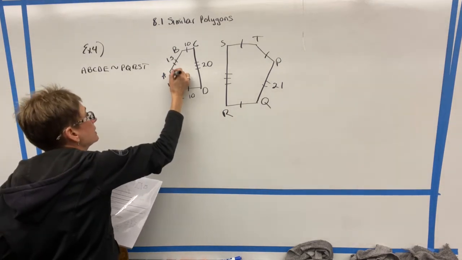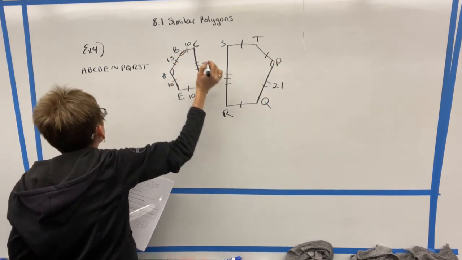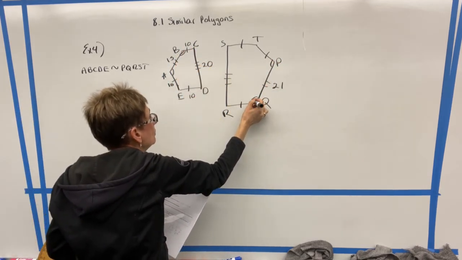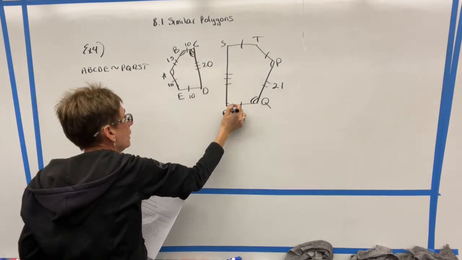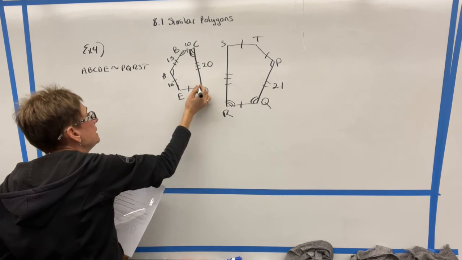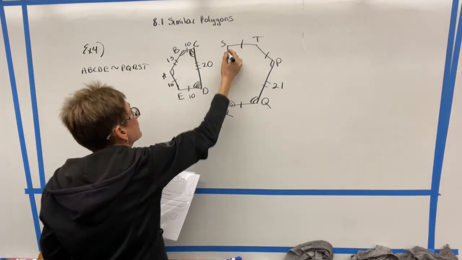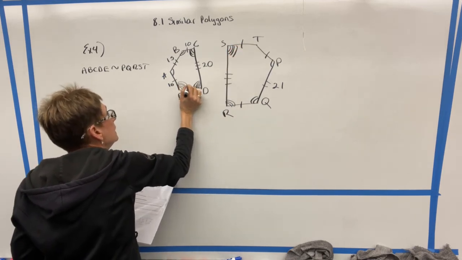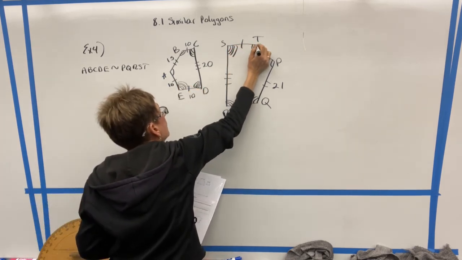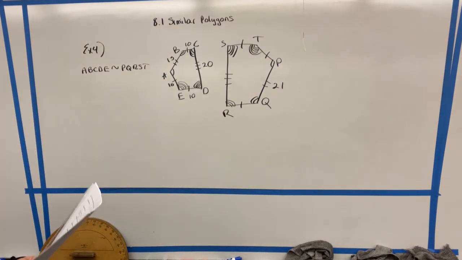So A is congruent to P, B is congruent to Q, C is congruent to R, D is congruent to S, and E is congruent to T. I've just marked different numbers of arcs on each angle.